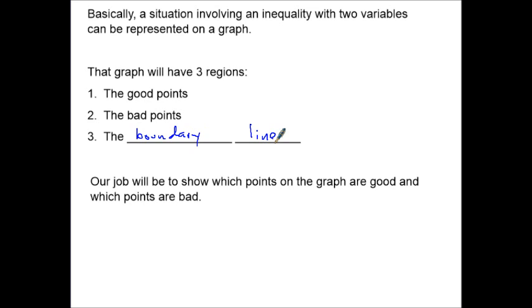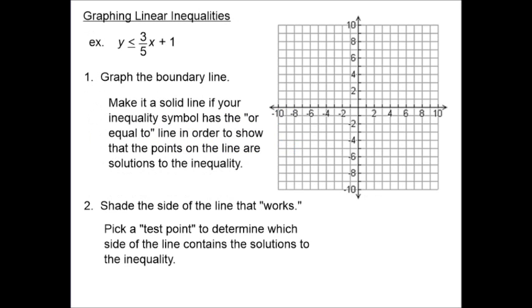Okay, the boundary line is basically the transition between the points that are good and the points that are bad. Our job, as it says right here, is to show which of the points of the graph are good and which ones are bad. Alright, let's see how that's going to work.